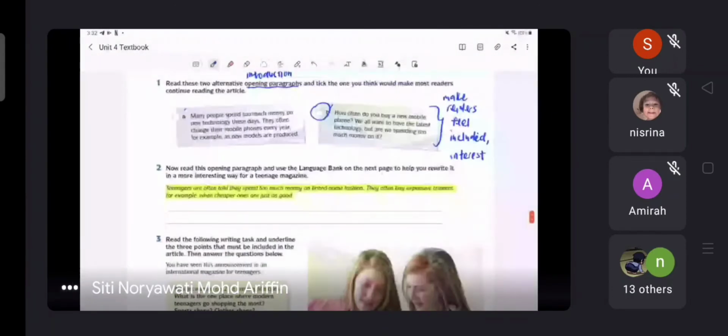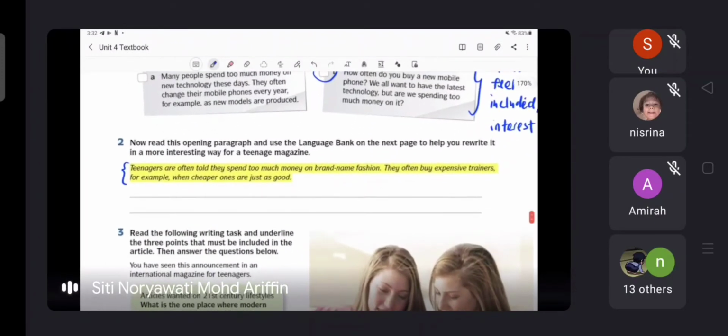Okay, now how can we make this into a question? Okay, so this is a sample paragraph. Teenagers are often told they spend too much money on brand name fashion. They often buy trainers. What is the meaning of trainers? Trainers tu apa? It's a sportswear. No, it's a footwear.